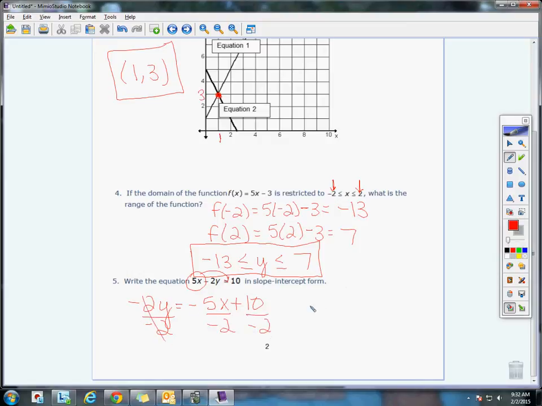Those cross out, we end up getting y equals. You can type in your calculator -5 divided by -2 and hit math enter enter. And that would just come out to be a +5/2. Don't forget your x. And then 10 divided by -2 is a -5. And again, if you need to, you can type that into your calculator and hit math and enter, and it will give you -5.